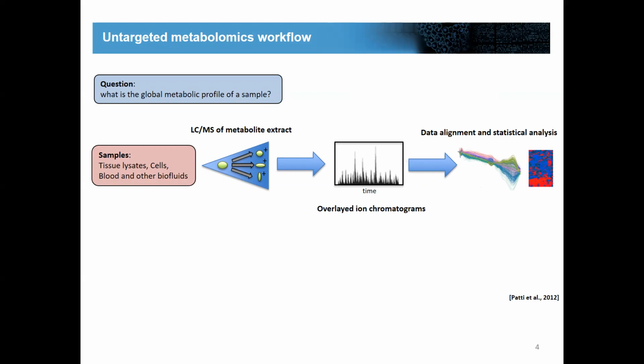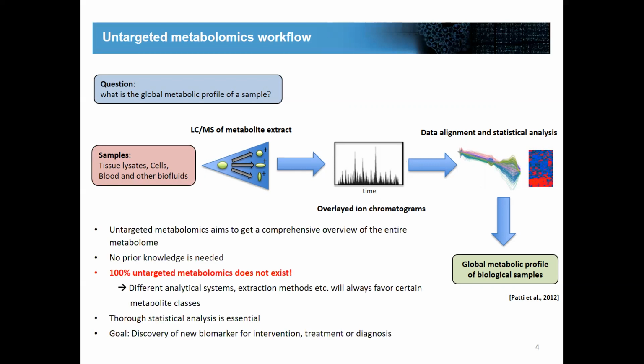Then data alignment and statistical analysis are the follow-up steps, where with the help of statistical analysis, we get this global metabolic profile of biological samples, which can then be compared between different cohorts or between different patients, in order to elucidate the differences between the metabolome. To keep in mind, the untargeted metabolomics approach aims to get a comprehensive overview of the entire metabolome.